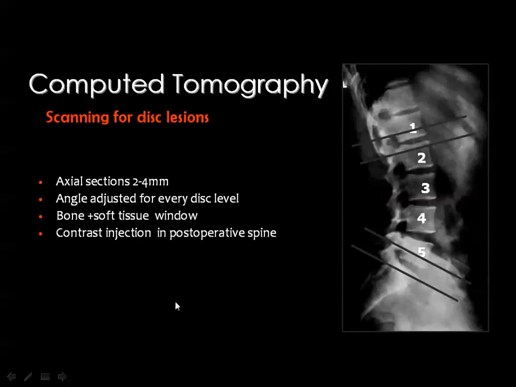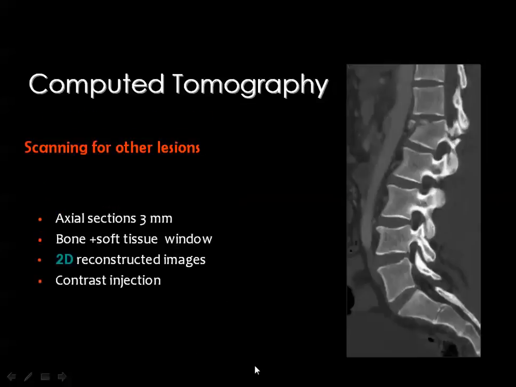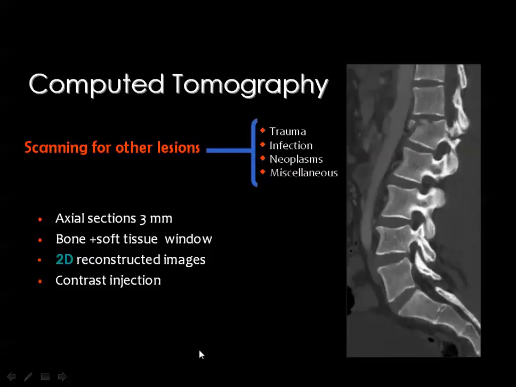Then the operator should align the scanning parallel to the disc itself so that we are able to have a section which is passing accurately within the disc substance. Then we use the bone and soft tissue window settings, and if this is a post-operative spine, we may inject contrast media. The second way is scanning for other lesions other than the disc, such as in cases of trauma, in cases of infection, in cases of neoplasms, and in some miscellaneous conditions.